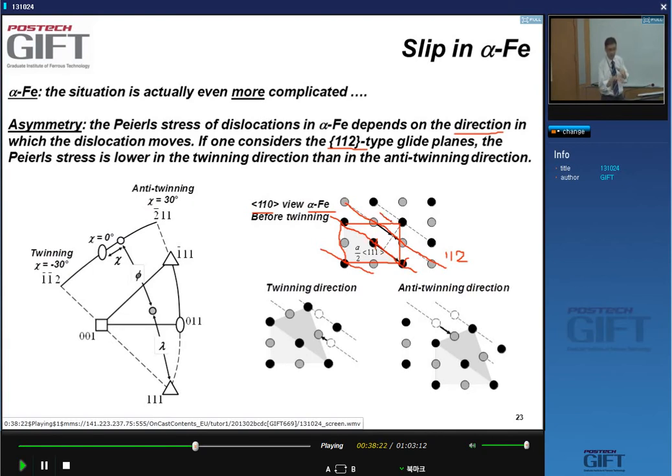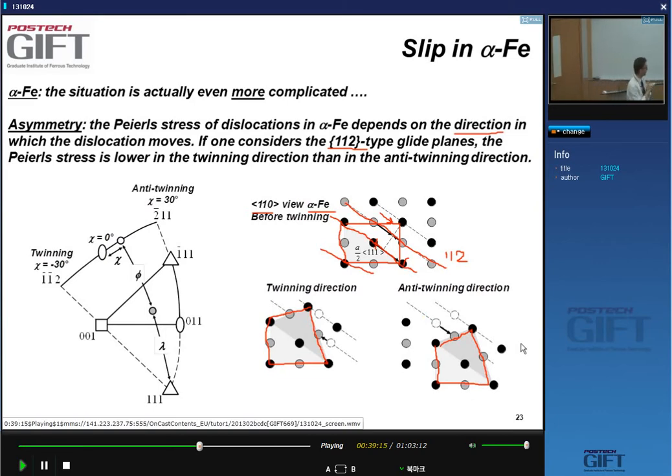Now, if you glide in this direction, this atom will have to move over this atom to reach this position. In the other case, this atom moves into this position, and then it will continue, moves into this position. Now these two shears give rise to the same shear. You can see here, the same sheared crystal on the glide plane.